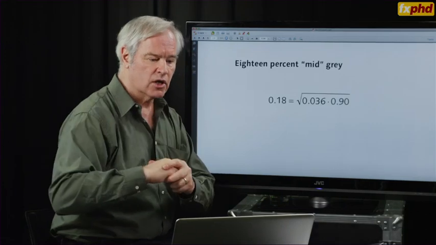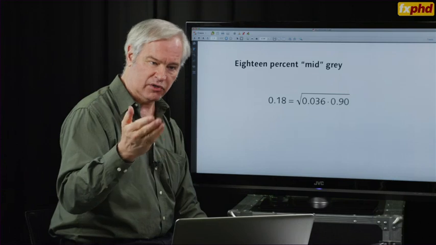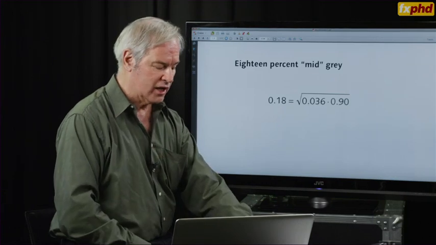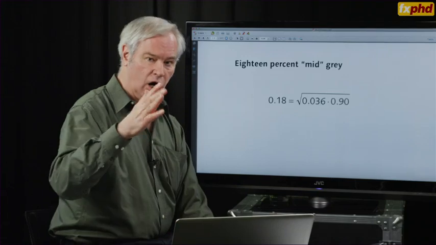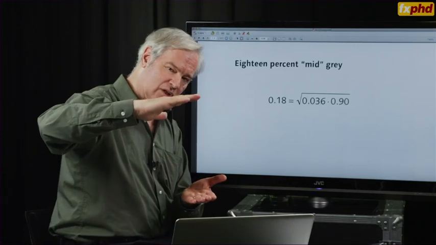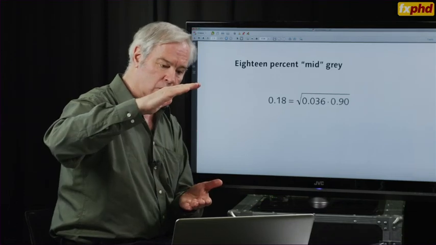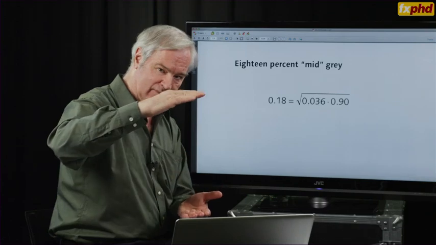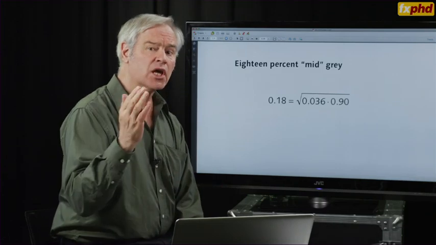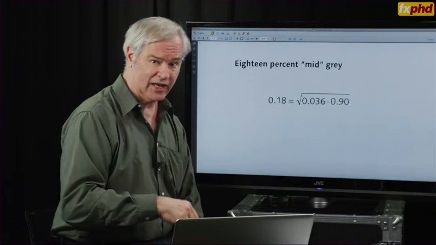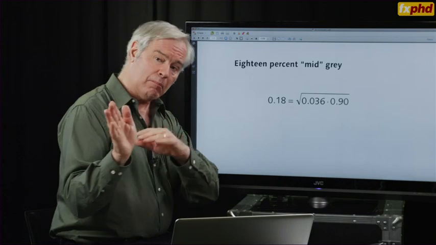diffuse white. And the cinematographer and the color grading person, the colorist, are free to depress the level of diffuse white, shirt or paper white, below the reference level of white if that meets their aesthetic objectives. But more on that later.